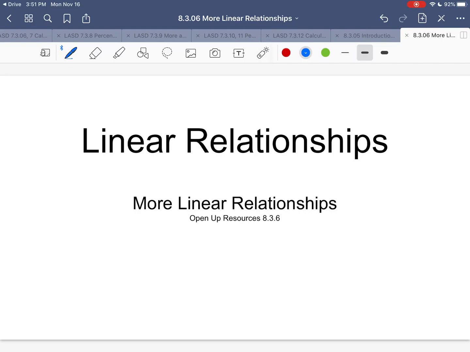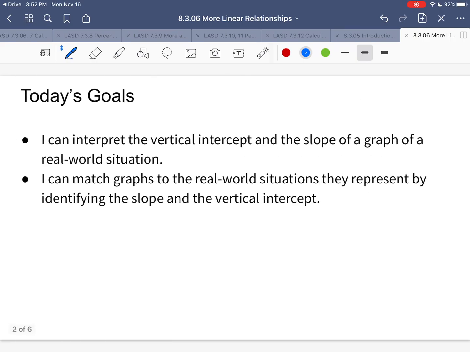Welcome back to the unit on linear relationships. In today's lesson, we will build on yesterday's introduction and do some more work with linear relationships. The goals of today's lesson are that you can interpret the vertical intercept and the slope of a graph in a real-world situation, and that you can match graphs to verbal descriptions by identifying the slope and the vertical intercept.